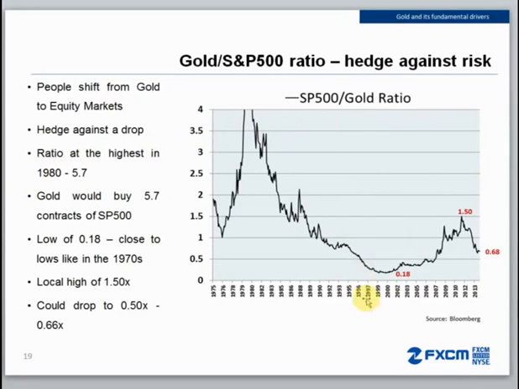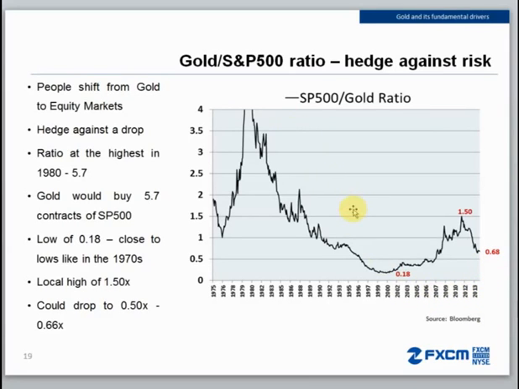Other argument, stock markets. Well, this is a simple ratio between the S&P and gold. So you see when we traded all the way up here and when gold peaked, for 1 ounce of gold, you could buy 1.5 times a standard contract in the S&P. We have now declined, so for 1 ounce of gold, you get pretty much 70% of a contract of the S&P.